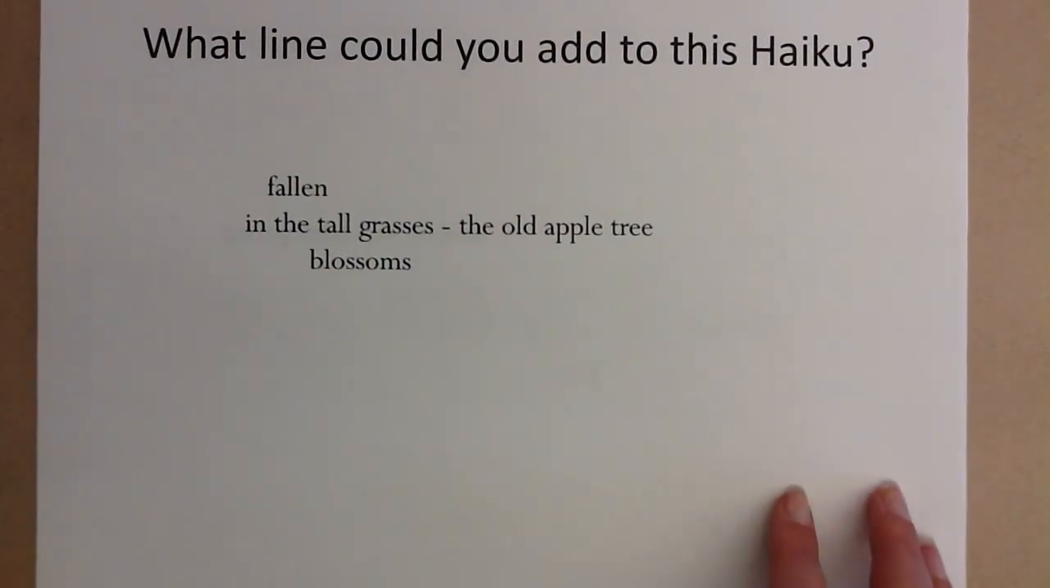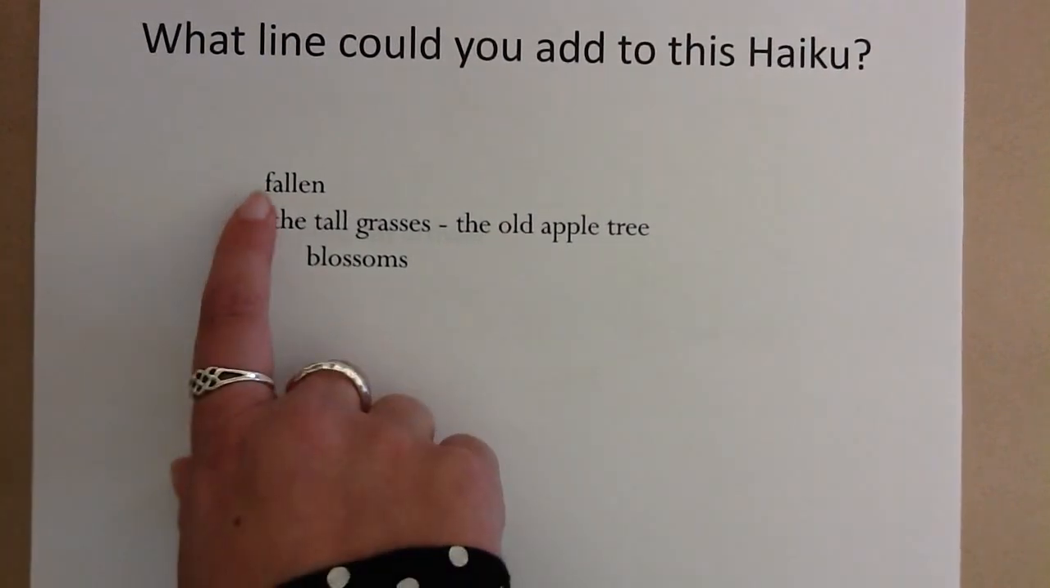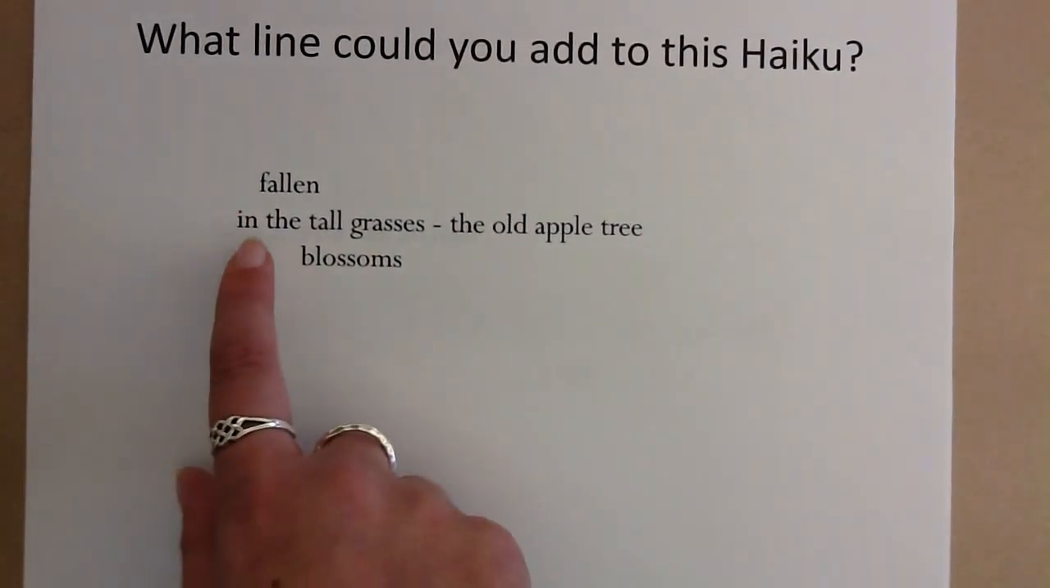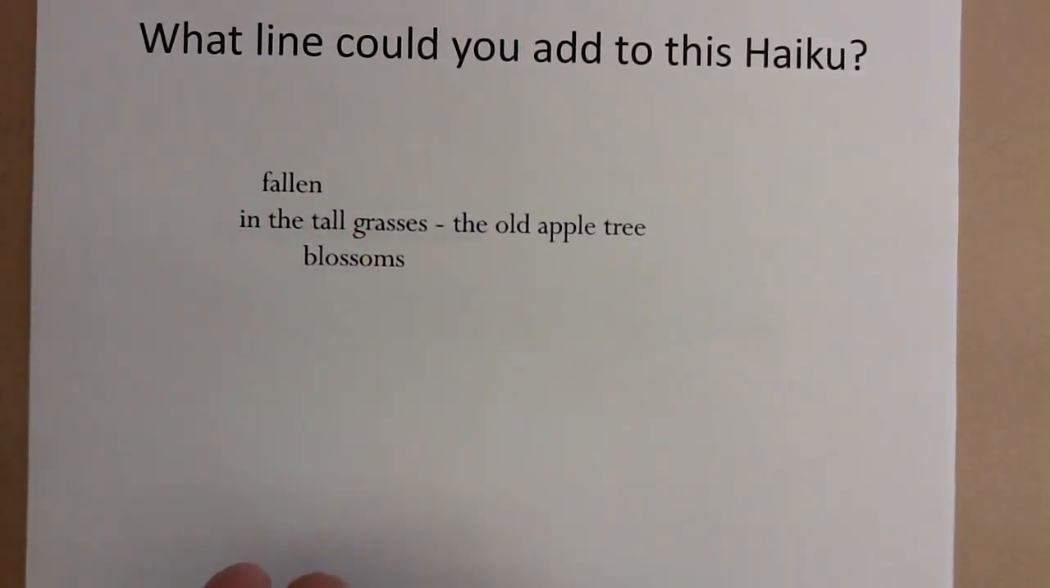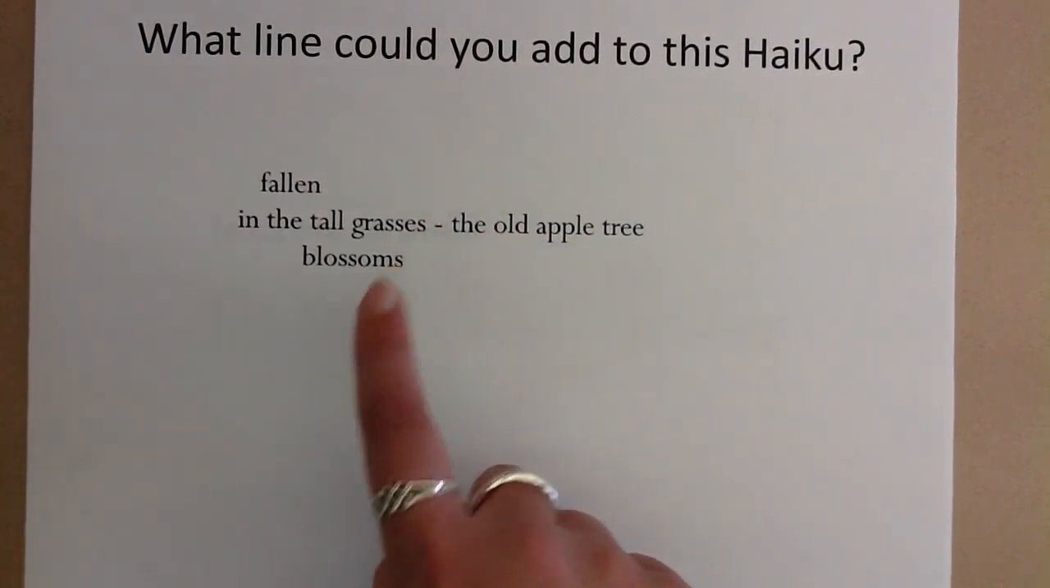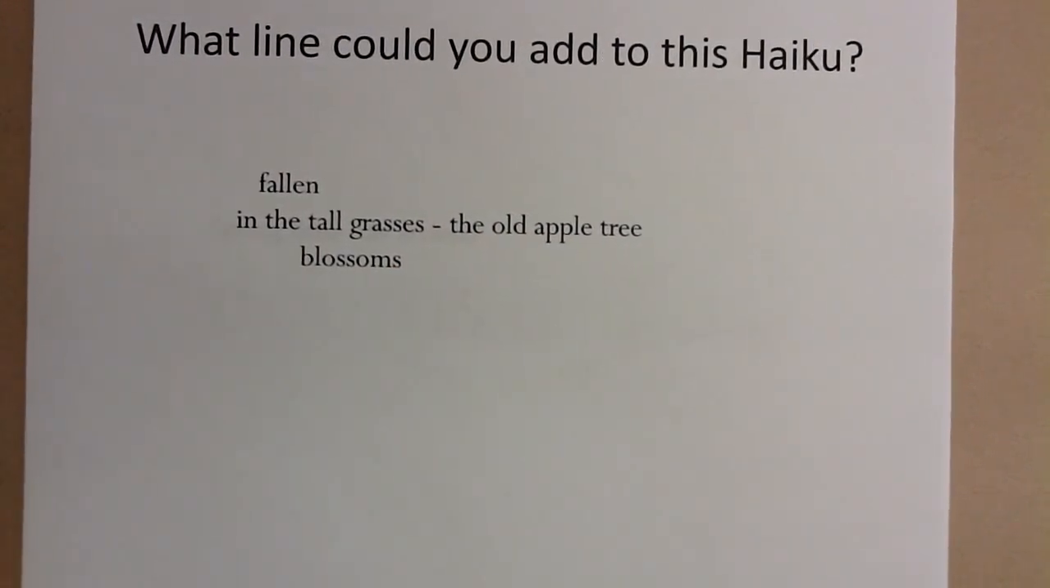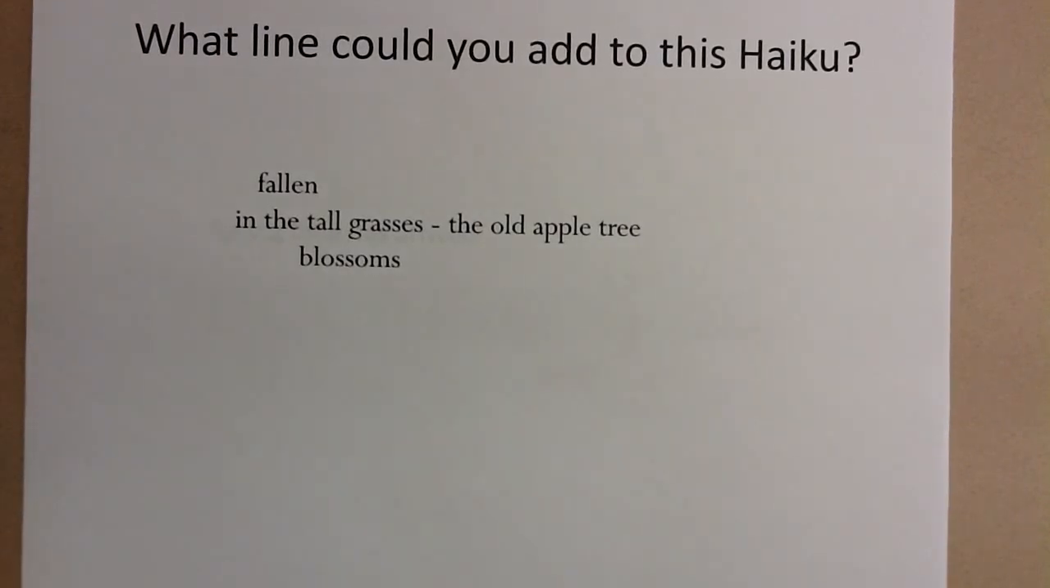So, what line could you add to this haiku? Let's see if we can figure it out. Fallen is the title. So the first line, in the tall grasses. The old apple tree blossoms. Pause the video right now, talk with a friend, and see if you can figure out what a possible third line would be. 5 syllables within the same type of theme. Pause the video now.